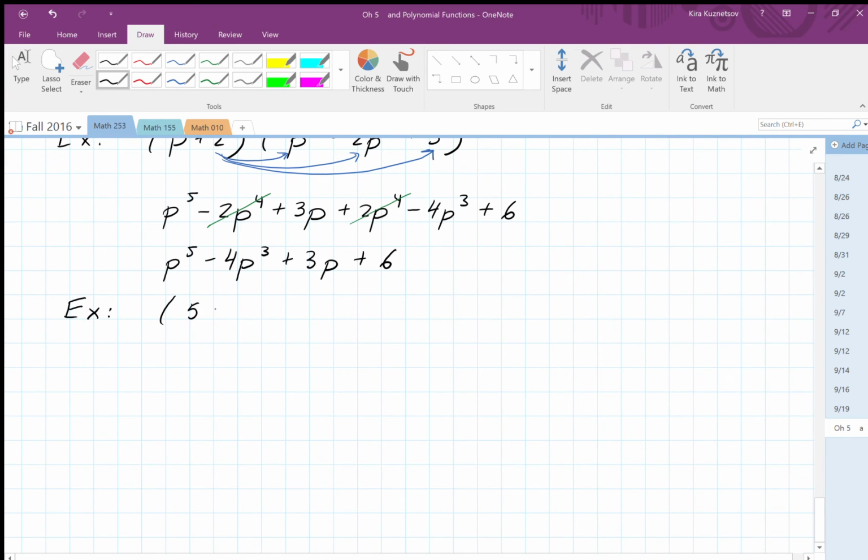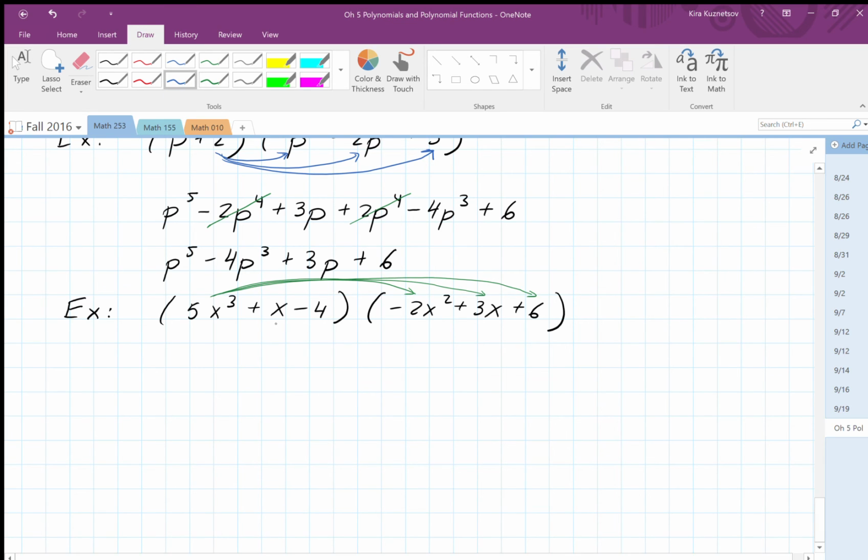My next example is a trinomial times another trinomial. So 5x to the power of 3 plus x minus 4 times negative 2x squared plus 3x plus 6. So be careful. You need to make sure that 5x cubed goes through the second parenthesis. You need to make sure that x goes through the second parenthesis. And you need to make sure that a negative 4 goes through the second parenthesis. Do it one at a time and be careful.